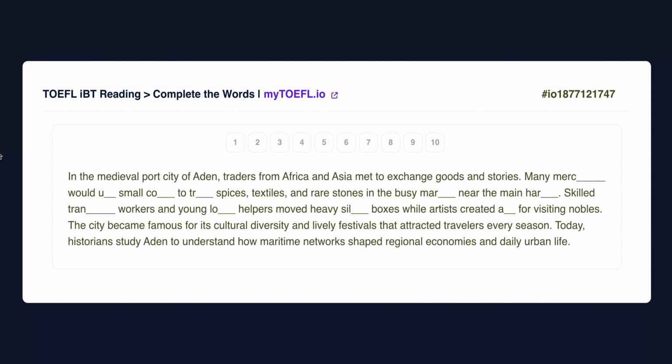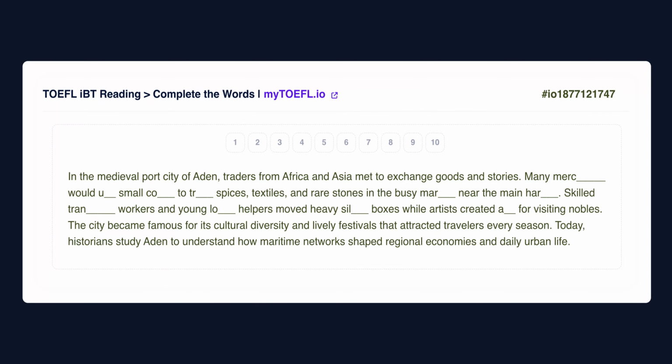Hello! Today, we will solve a question from the TOEFL reading section, focusing on the complete the words question type. We will practice identifying the main idea, tracking key details, understanding cause-effect relationships, and noticing repeated concepts so we can choose the most accurate answer based strictly on the passage.